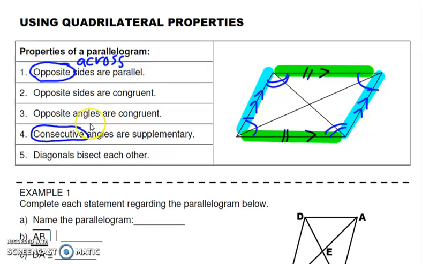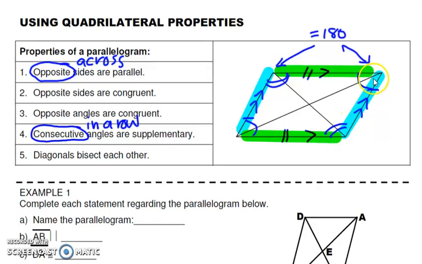So you may have figured it out. Consecutive means in a row. So the angles in a row are supplementary. They add up to 180. So that would be these two angles. They're in a row. They equal 180, and we could go all the way around the parallelogram that way.